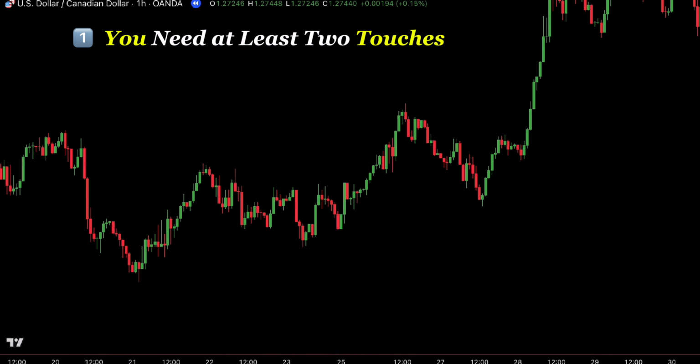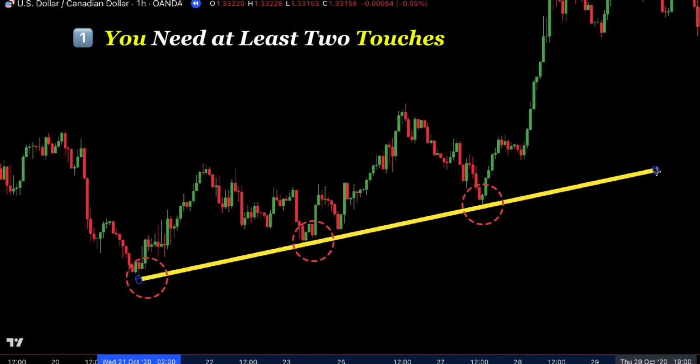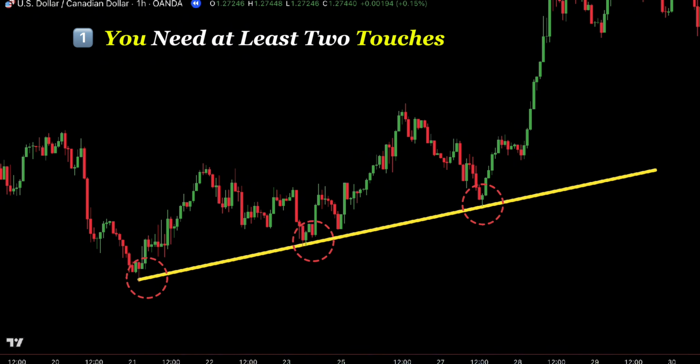You need at least 2 touches. A valid trend line requires a minimum of 2 touches. More touches strengthen the trend line, but more touches do not guarantee the trend line will hold next time. It simply means traders have reacted to that line before.